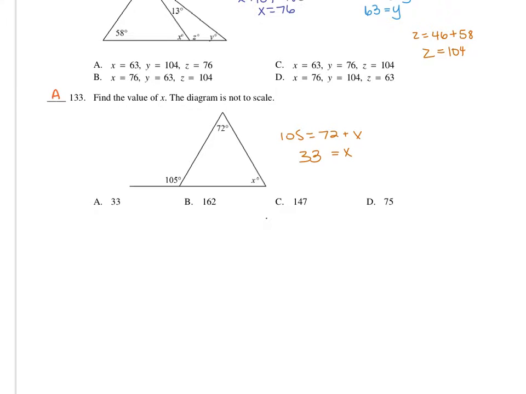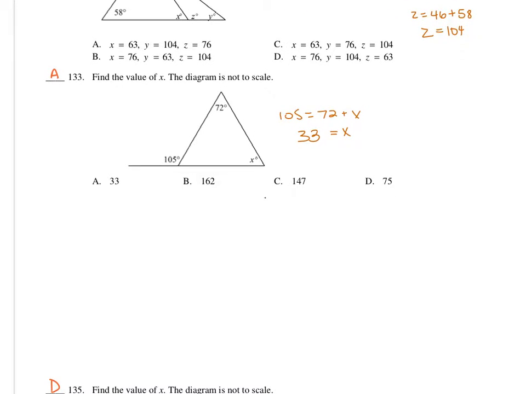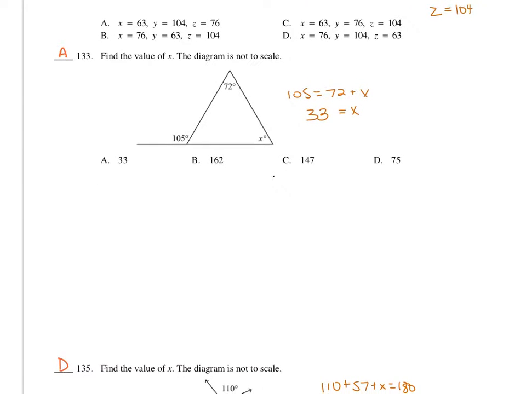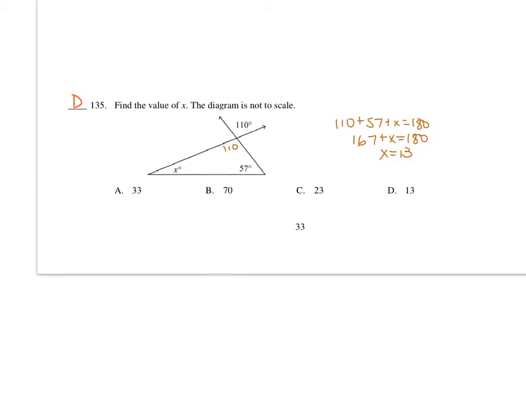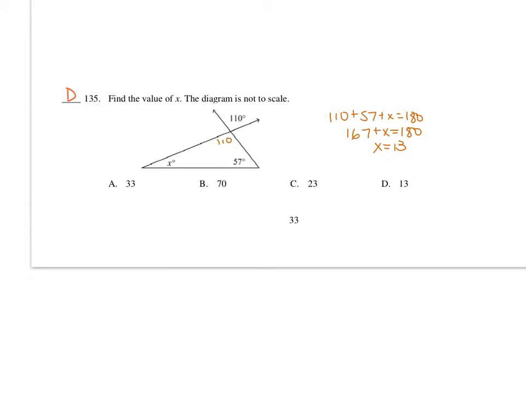133 was the exterior angle, so 105 equals 72 plus x. X is 33. 135, 110, there's a vertical angle there. 110 plus 57 is 167 subtracted from 180 and you get 13. Questions on those?